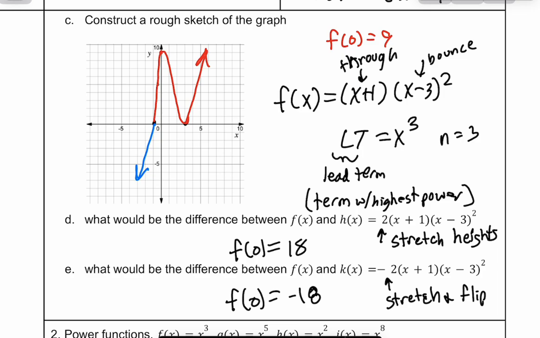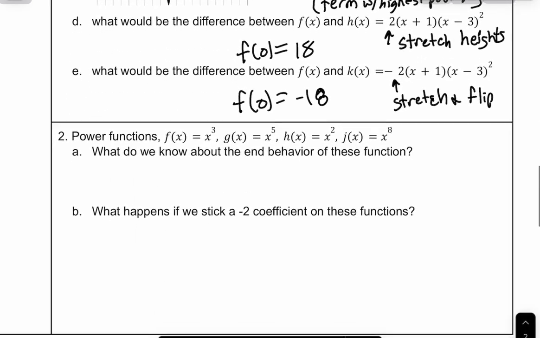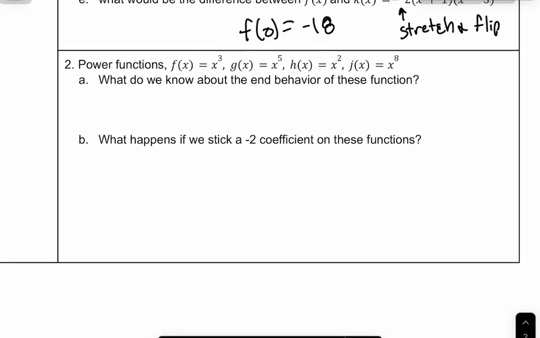Everybody good with C, D, and E? Again, we're going to keep doing this, but let's take a look at our last question in this investigation. Power functions are given there.